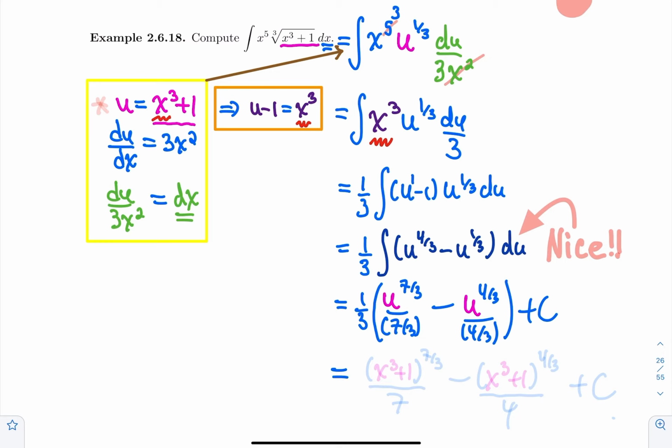And if you turn u into its original formula with respect to x, you get x cubed plus 1 to the power 7 over 3, all that over 7, minus x cubed plus 1 to the power 4 over 3, over 4, plus c.